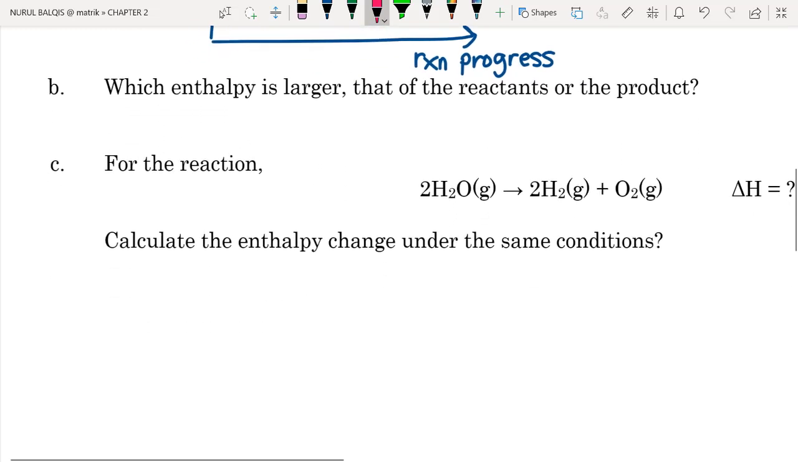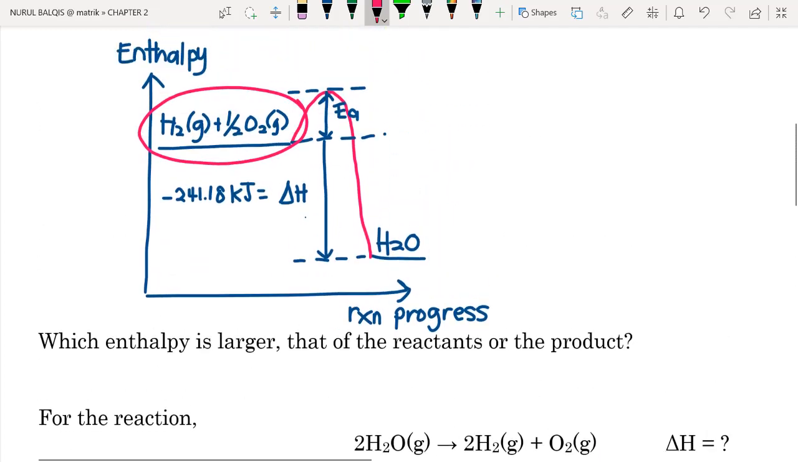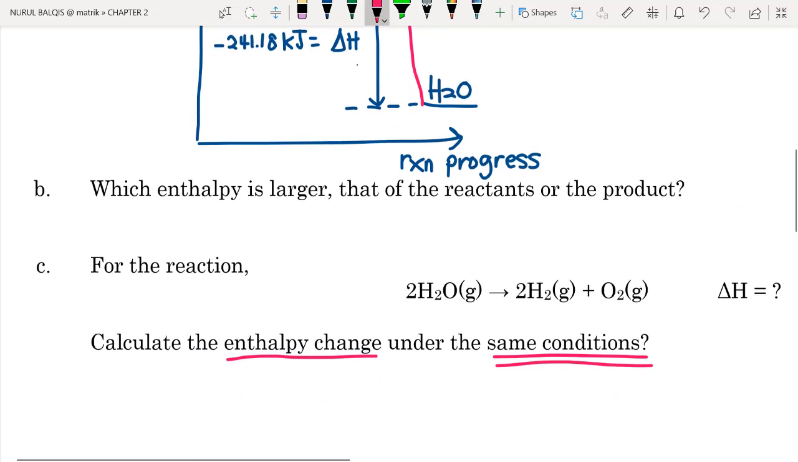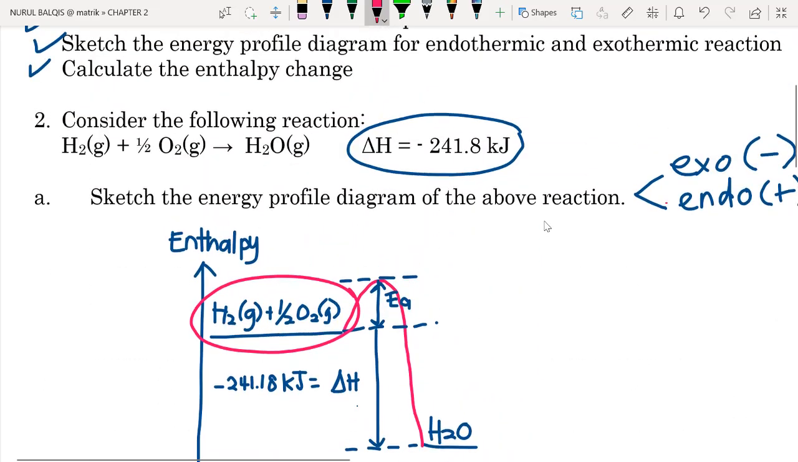Okay, for c, for the reaction 2H2O in gaseous state to give you 2H2 gas plus O2 gas. So they ask you to calculate the enthalpy change under the same conditions. The same conditions here refer to the whole question itself for number 2. So we have exactly the same reaction, but reversed. So what can we say about this reverse equation? They still have H2, they still have O2, and they still have H2O, but the difference is just the positions.